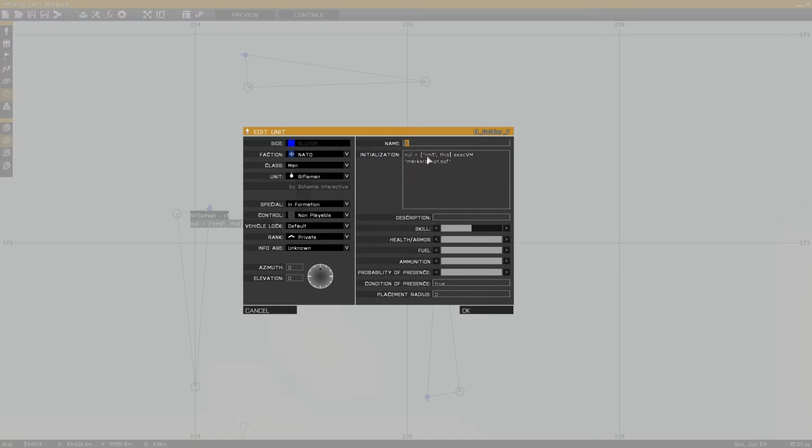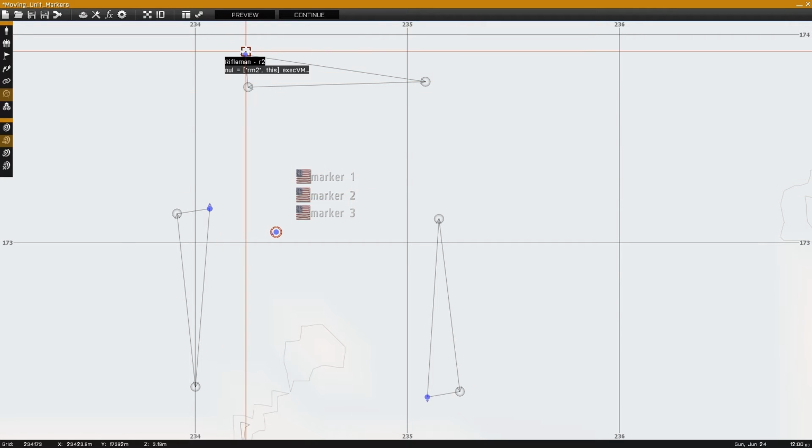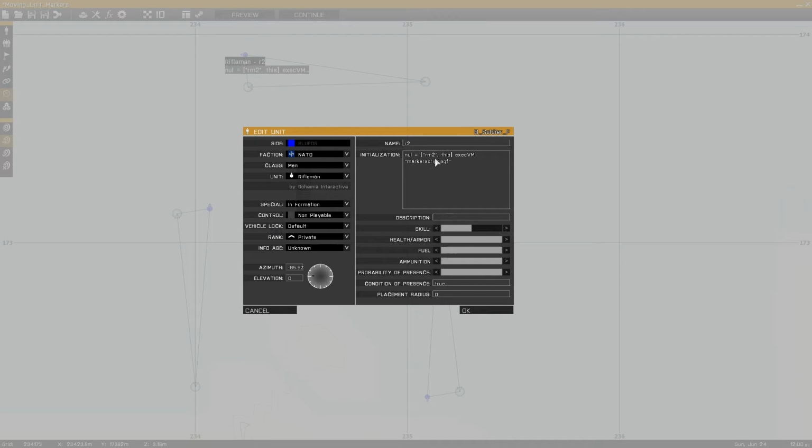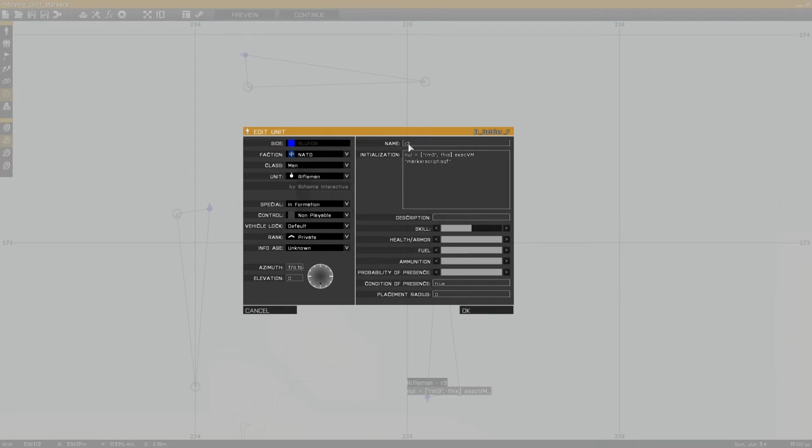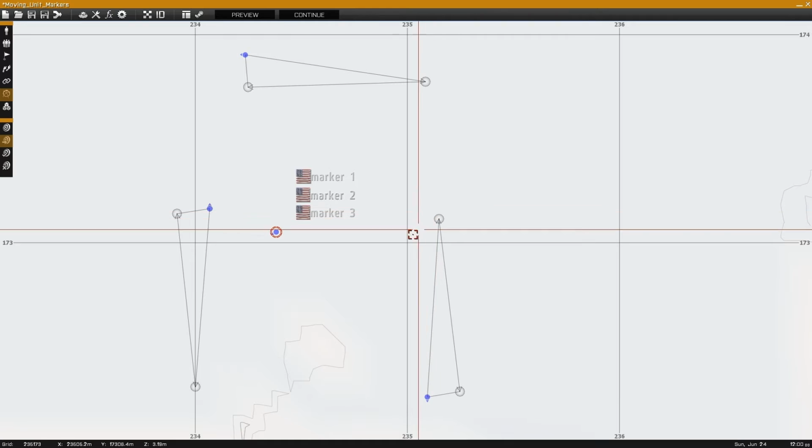Taking a look at the riflemen, we can see names of R1, R2, and R3, and an initialization line, which calls markerscript.sqf. The initialization line is copied over to any unit which will be receiving a marker, with the only value being changed being the marker name, which in this case is RM1, RM2, or RM3.